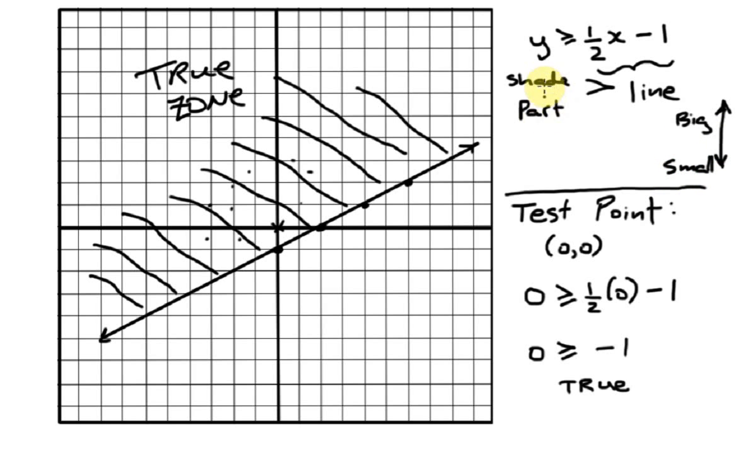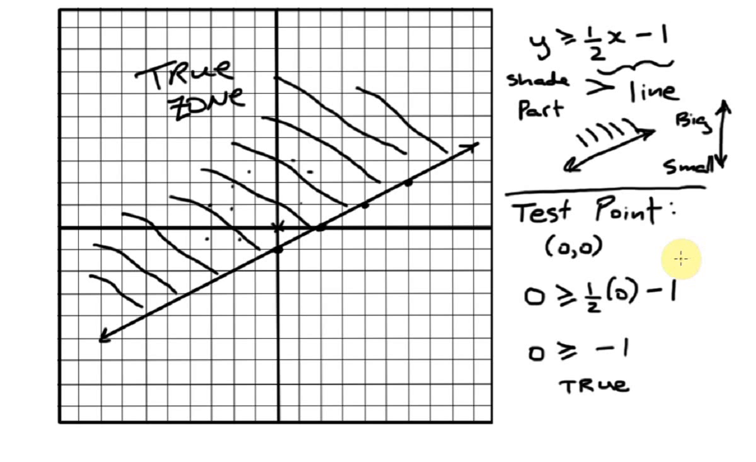So if we want the shaded part to be greater than the line, and we've got a line going like this, to be greater than the line means we want to be above the line. So you can read this as a kind of sentence. It tells you, oh yeah, shaded part above the line, greater than the line. And you can see it matches what we got when we used the test point method. All right, so that's how you graph these linear inequalities.